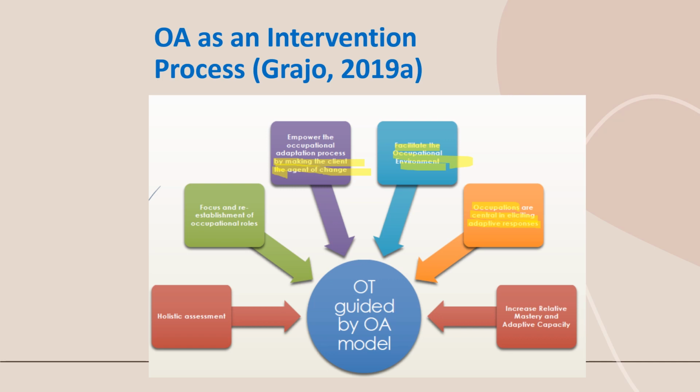So the bottom line, what we're looking to do at the end, is to increase their relative mastery and their adaptive capacity. So we're trying to grow their adaptive capacity. So they will have that strategy for that one item, but perhaps it will generalize to other items. Okay.